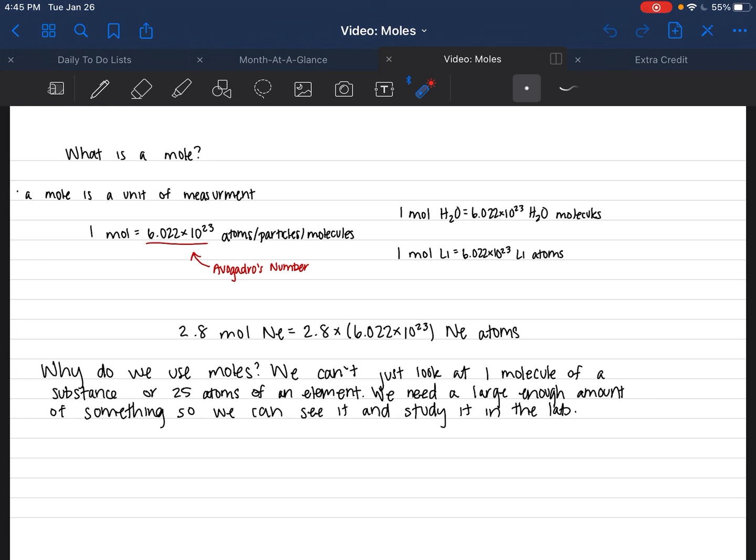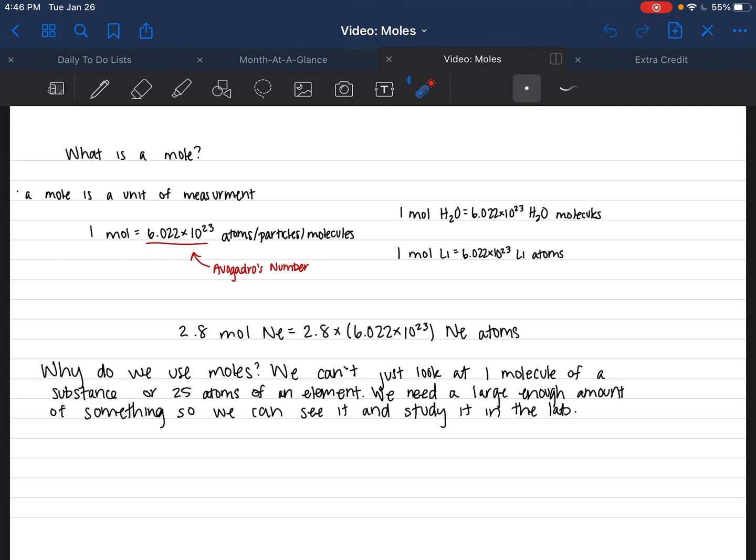For example, if you go to the store and you buy a dozen eggs, it is understood that you are buying 12 eggs. Or if you put on a pair of socks in the morning, we know that you're putting on 2 socks. So just like a dozen means 12 or a pair means 2, 1 mole is equal to this number right here. We call that number Avogadro's number, and it is 6.022 times 10 to the 23.